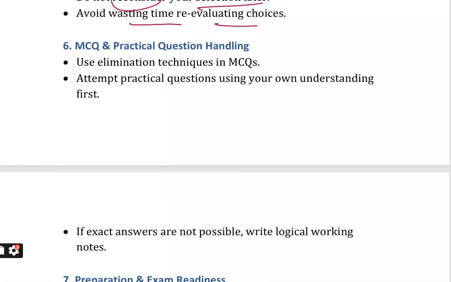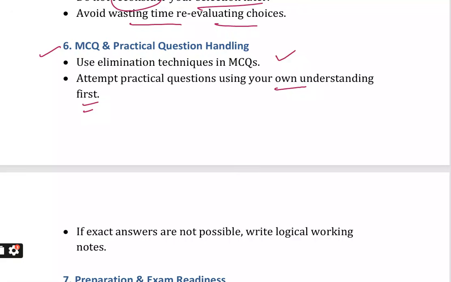Now, MCQ and practical questions handling. So obviously you have to use your elimination technique in MCQs if you don't know the correct answers, and attempt the practical question using your own understanding first. So this is something you have to remember.